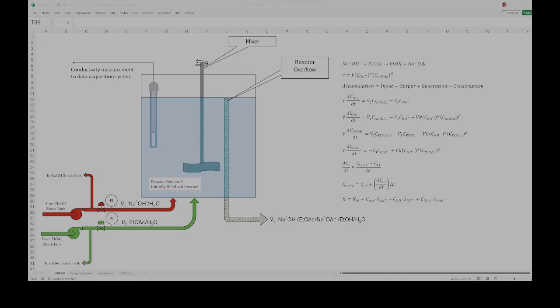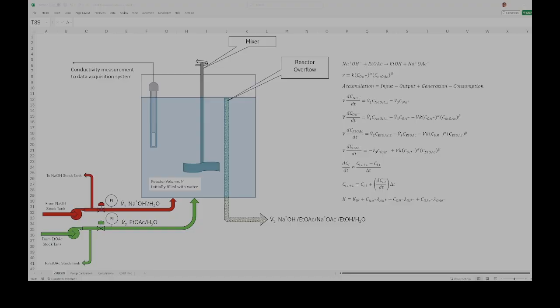Ethyl acetate in a similar fashion: what comes in by flow, in this case in stream 2, minus what's leaving, minus what's consumed by reaction, given by the reaction rate times the reactor volume V. The acetate ion's accumulation will be what's leaving the reactor. There is no acetate coming in, so it has no input, plus what's created via reaction, which is the rate of reaction times the volume.